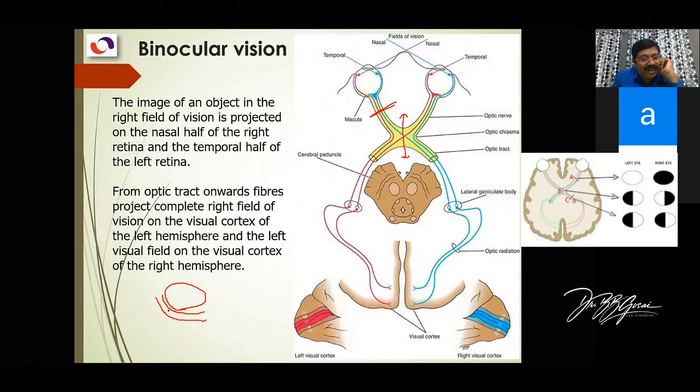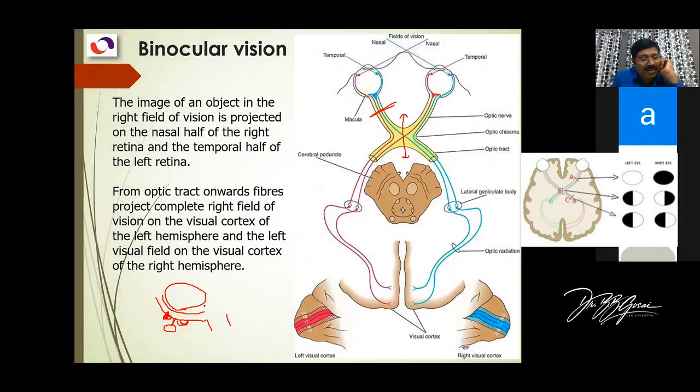Clear? And in the hypothalamus, you find this optic chiasma. It is part of the hypothalamus. Then you find the infundibulum for the pituitary gland. Then you find the mammillary body. Then your midbrain will start like this. Clear? At the bottom of this is the pulvinar of the thalamus.